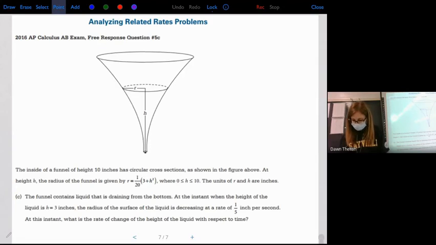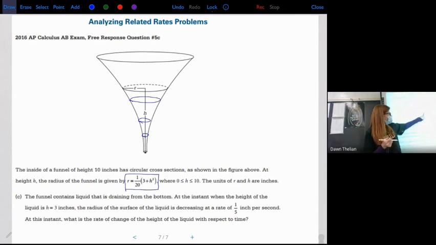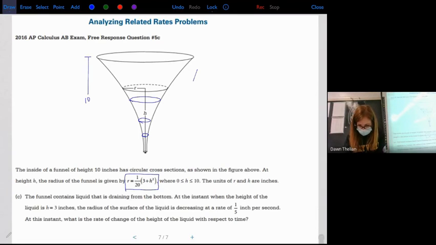At height h, the radius of the funnel is given by, so they're giving us a function for the radius dependent upon the height. If I draw different cross sections as I go, this radius is changing. It's getting smaller, but not linearly. This is not a cone. A funnel actually has a curve to it as well. So the radius is changing as a function of the height between 0 and 10, where 0 is down here and 10 is the height of the whole funnel.